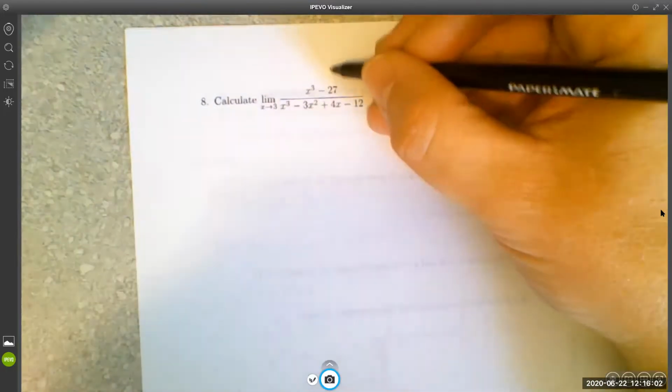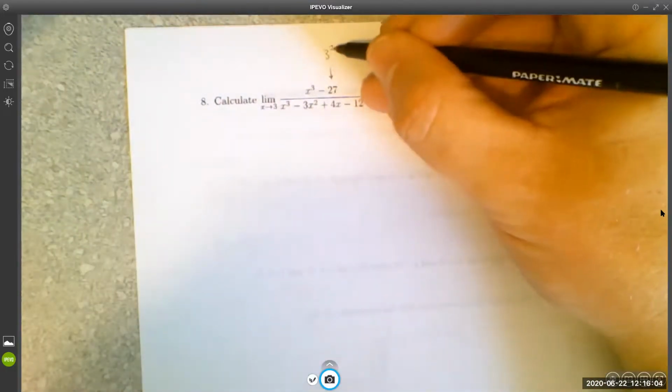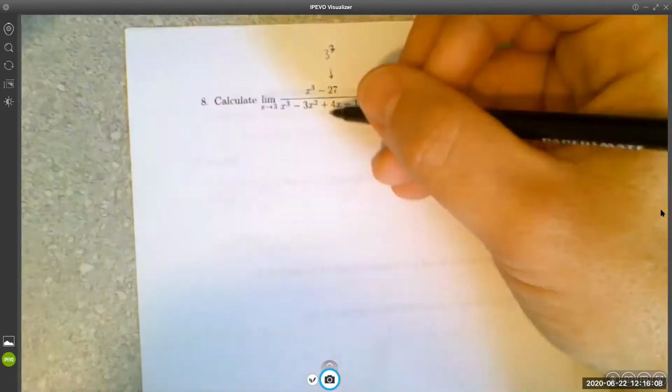For that, you would just have to make a table of values or something. But if you have 0 over 0, well, you can just try to simplify this. Now, x cubed minus 27, that's the difference of cubes, right? Remember, 27 is 3 cubed. So x cubed minus 27 is the difference of cubes.